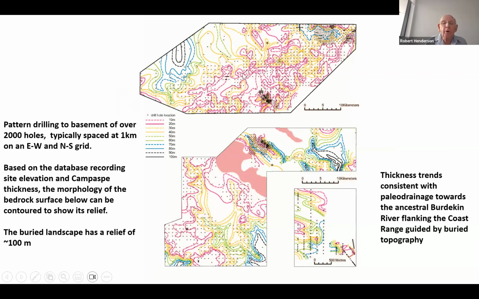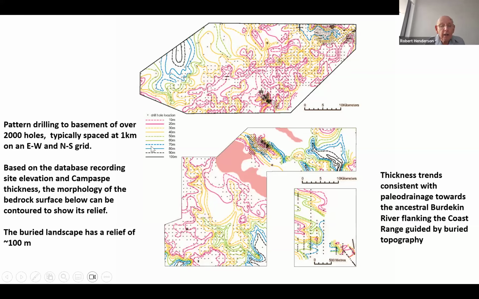And these spots you can see in these areas identified on the previous slide are the location of drill holes. And the drill holes record the altitude and also intersection with basement. So they show the thickness of the Campaspe. So you can use that data, which I've done, to contour the thickness of the Campaspe.